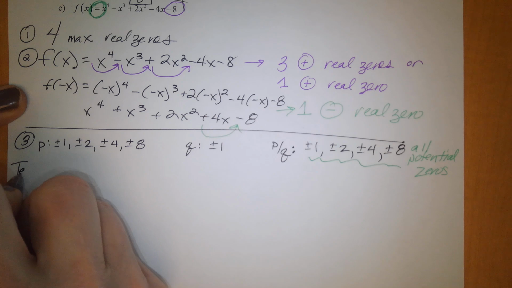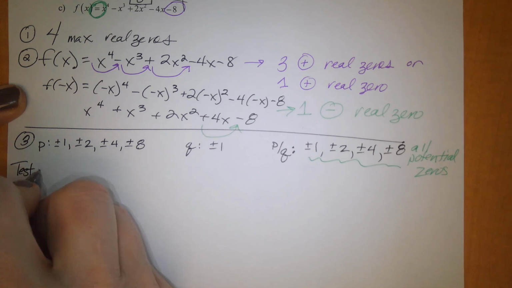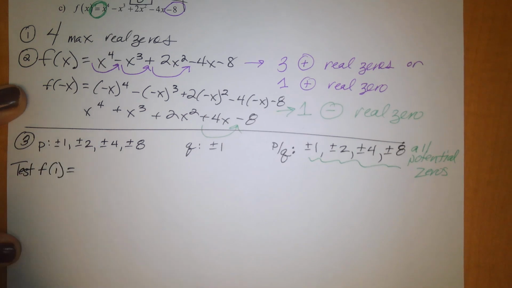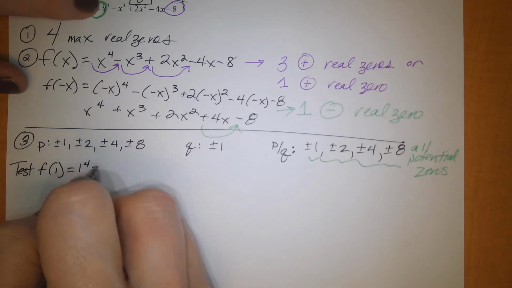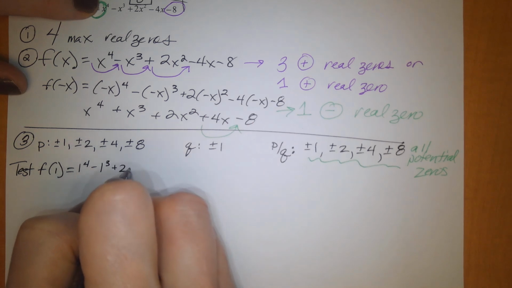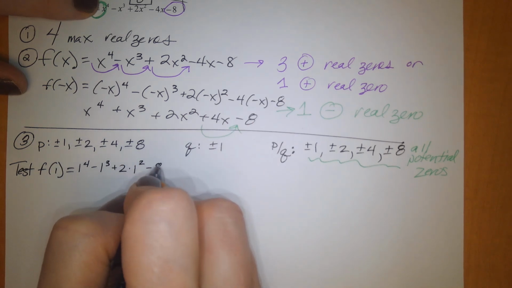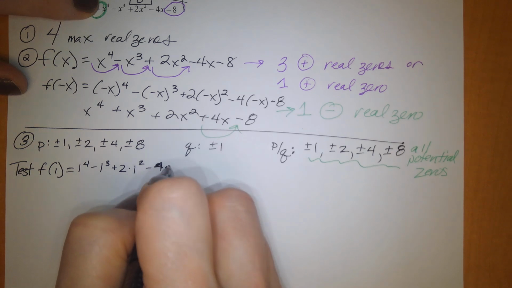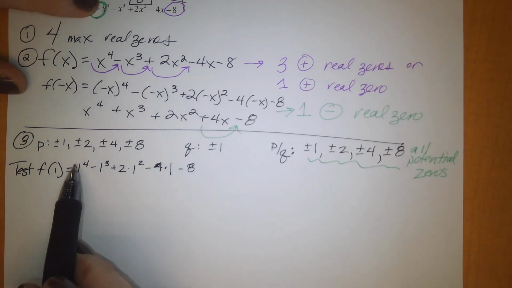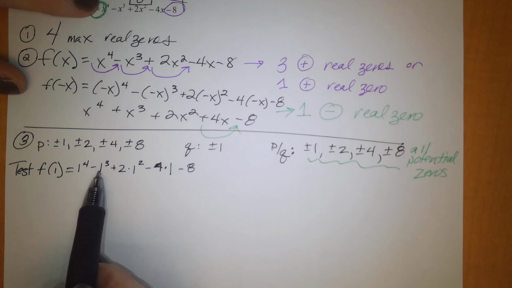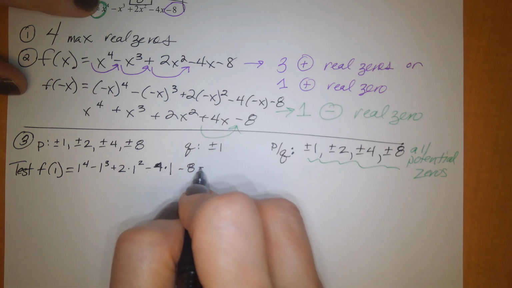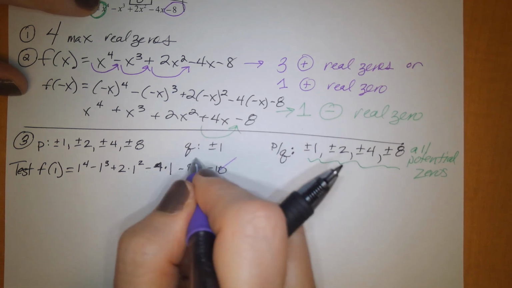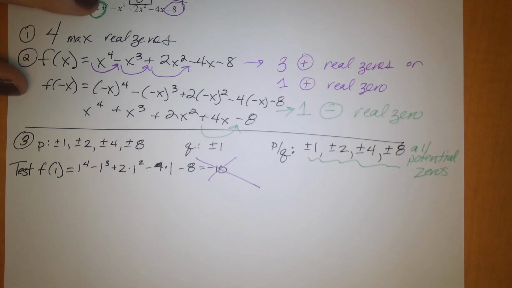So we're going to test some points. Again, I always start with the easiest, which is 1. So let's try f of 1. So we're going to plug f of 1 up in here, and we get 1 to the 4th minus 1 to the 3rd plus 2 times 1 squared minus 4 times 1 minus 8. So that's 1 minus 1, that's 0. 2 minus 4 is negative 2. Minus 8, that's negative 10. That's a remainder. Remainders will not yield zeros.